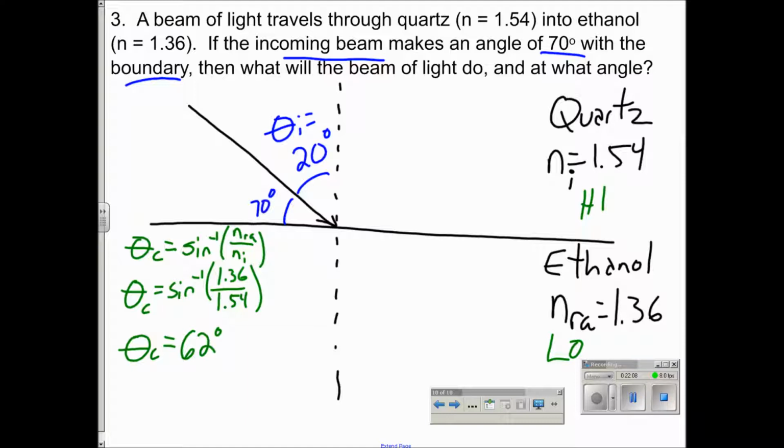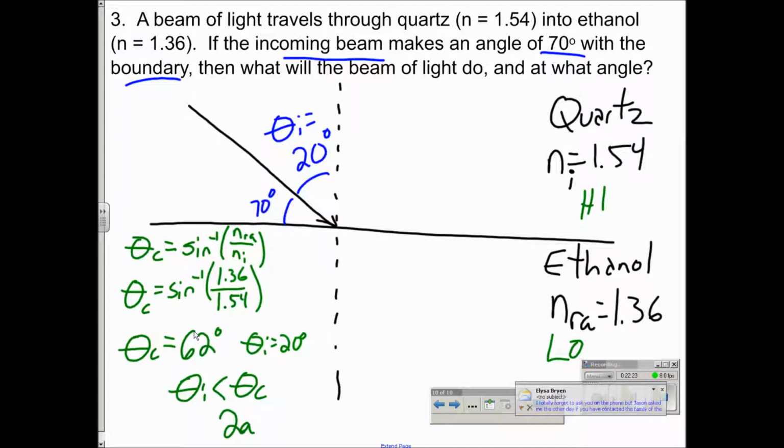Now what we need to do is take a look, and go, all right, our incident angle is only 20 degrees. So for us, our incident angle is less than our critical angle. So that means we're at option 2A. If you flip back in your notes, you will see that option 2A is the one where your incident angle is less than your critical angle. And it tells you that you need to find your angle of refraction.